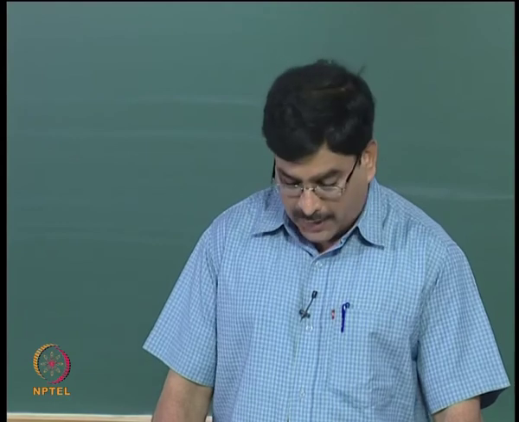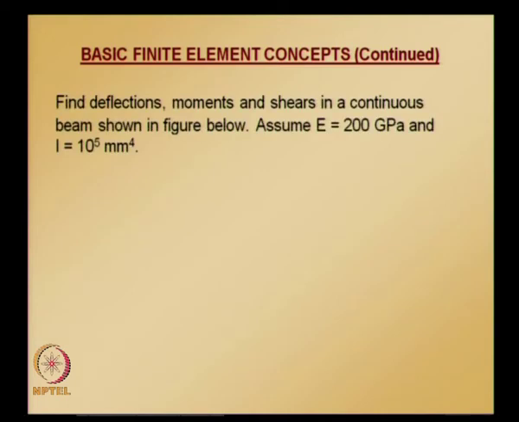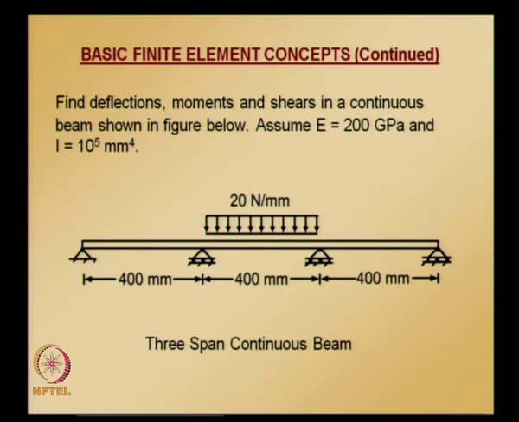So, now let us take an example, a 3 span continuous beam. Find the deflection, moments and shears in the continuous beam shown in the figure. The material properties, Young's modulus and cross sectional properties, the second moment of inertia, are given, all in SI units.